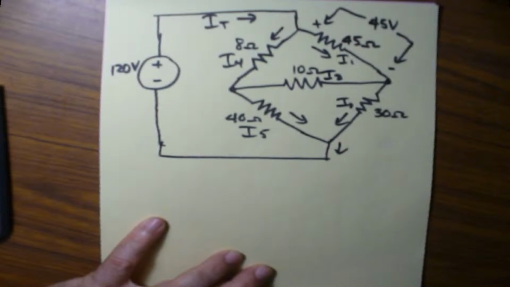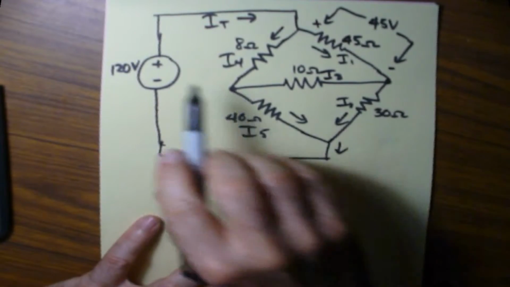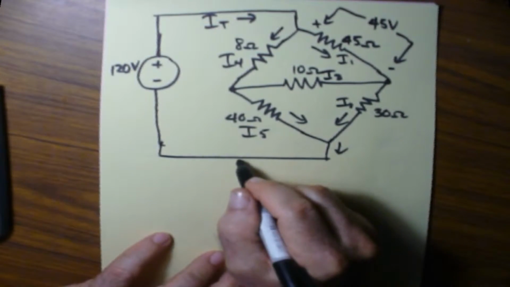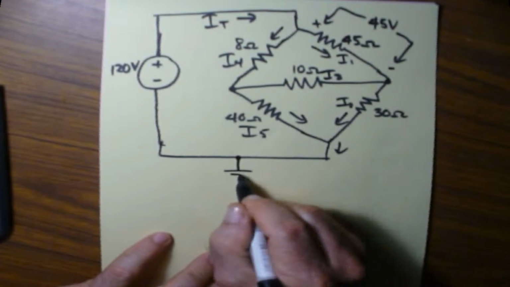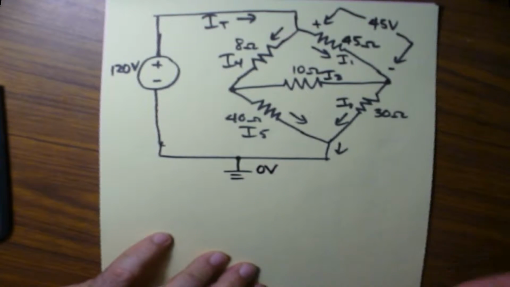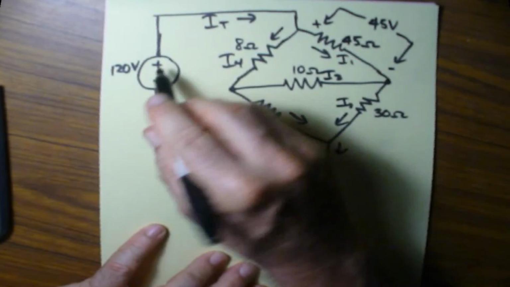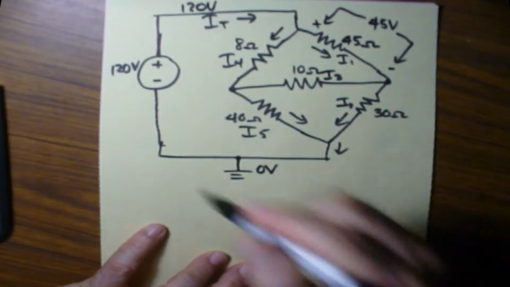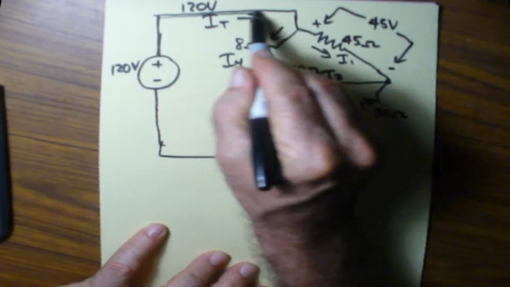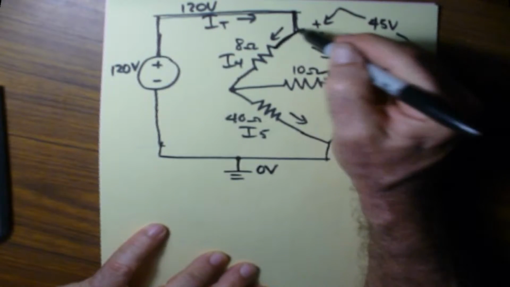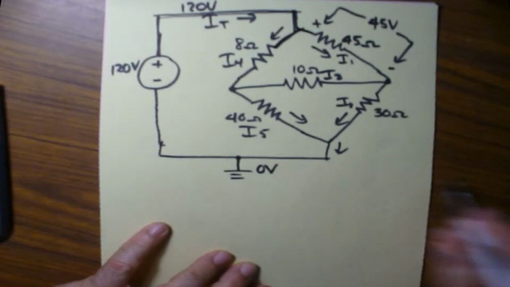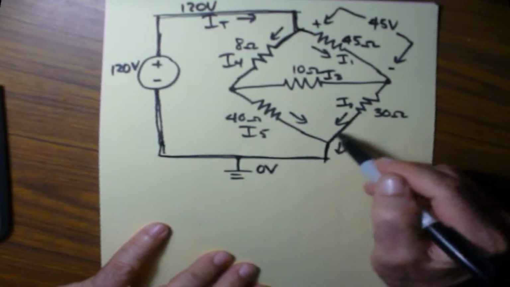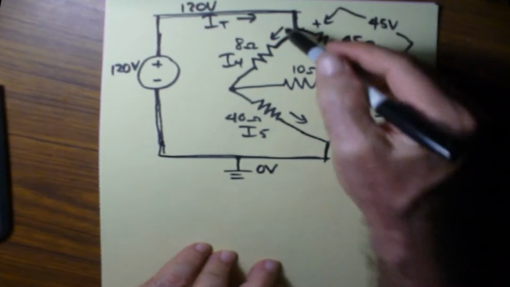Here's the 120 volts, and I'm going to pretend this is 0 volts. Relative to the 0 volts, I've got a 120 volt power supply right here. So everywhere along this branch is 120 volts, and everywhere along this branch is 0 volts. The question is, what's going on in between here?